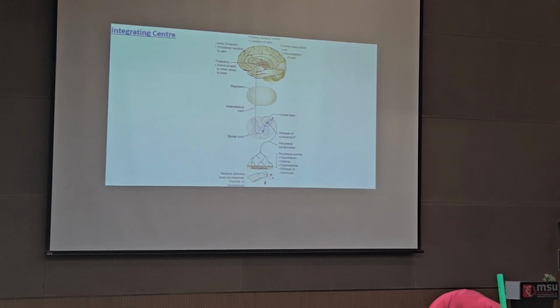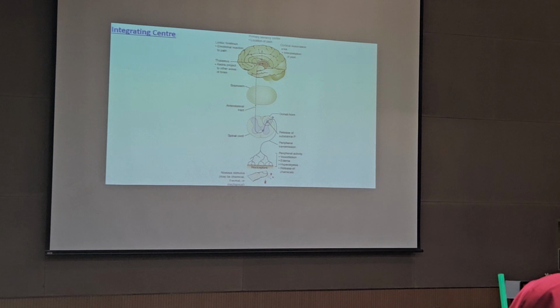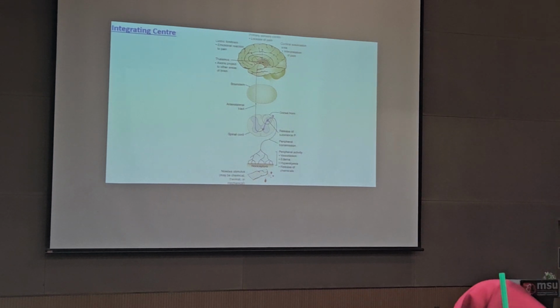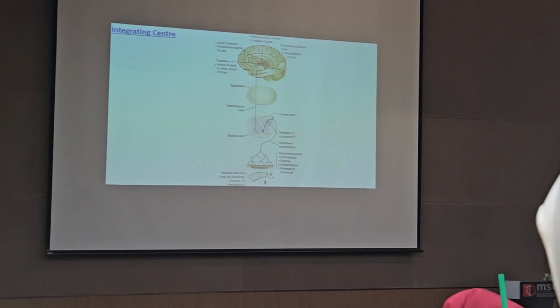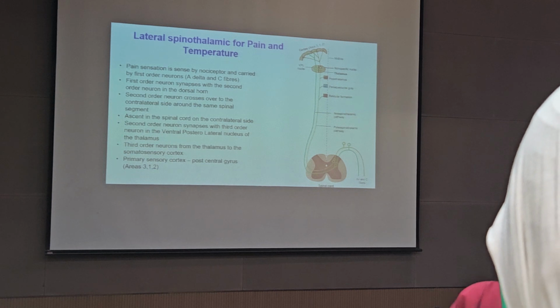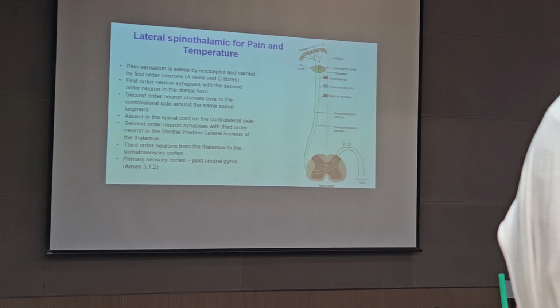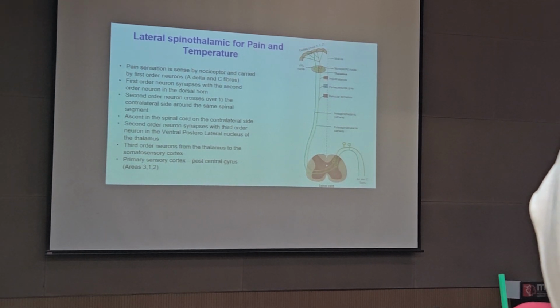Cerebral cortex, somatosensory area, which area? We have primary area and association area, right? S1 and S2. Primary area mainly and associated area. Okay? So now we go back to the lateral spinothalamic tract that carries pain and temperature sensation.